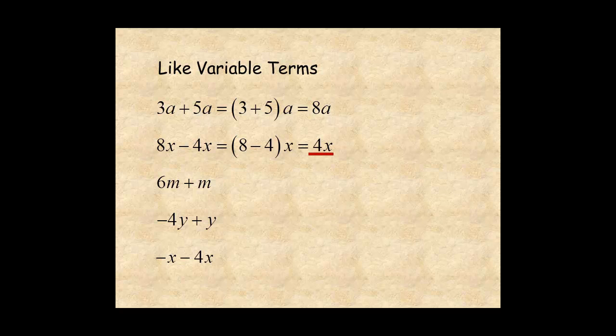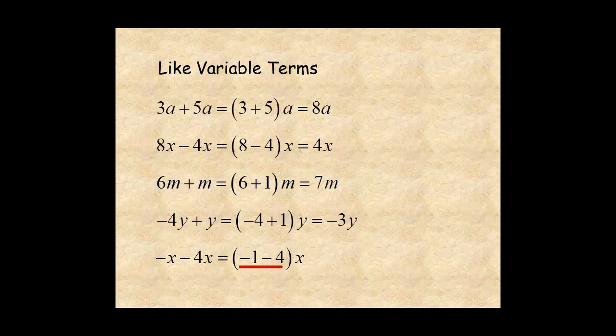And 6m plus m is (6 plus 1)m, or 7m. And negative 4y plus y is (negative 4 plus 1)y, or negative 3y. And finally, negative x minus 4x is (negative 1 minus 4)x, or negative 5x.